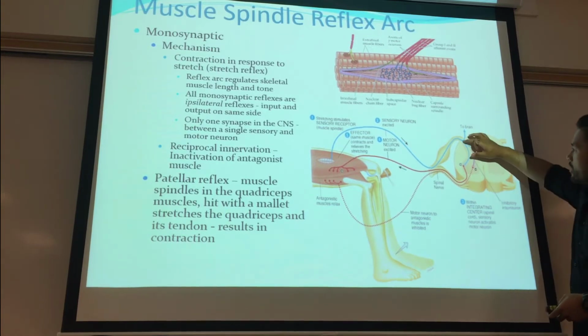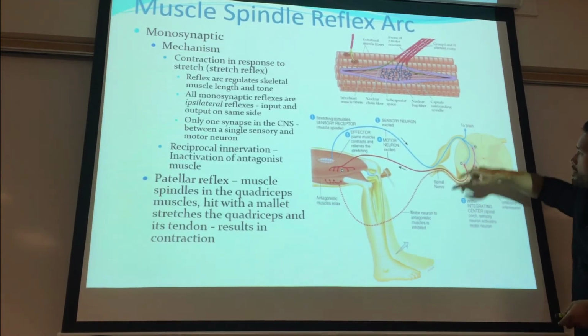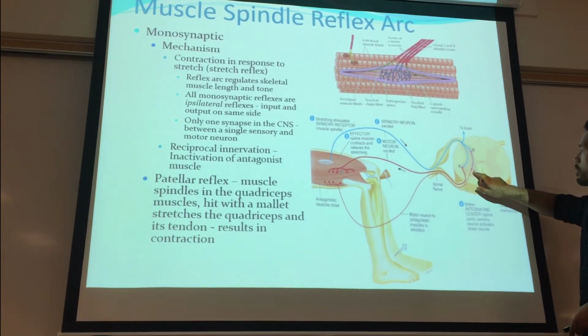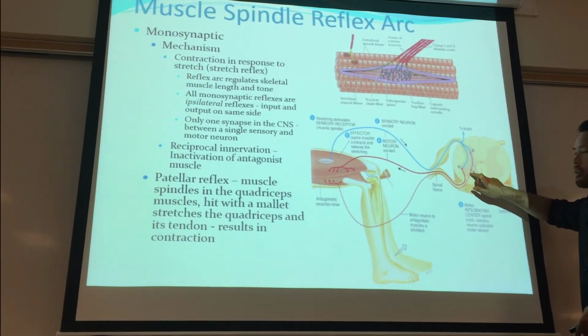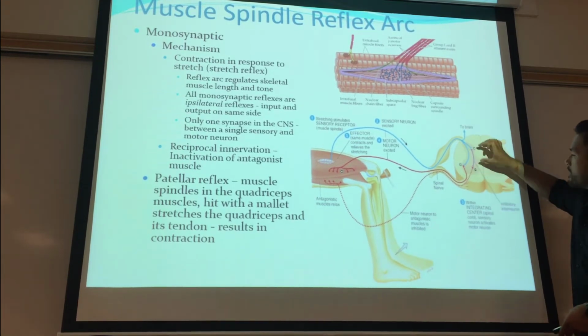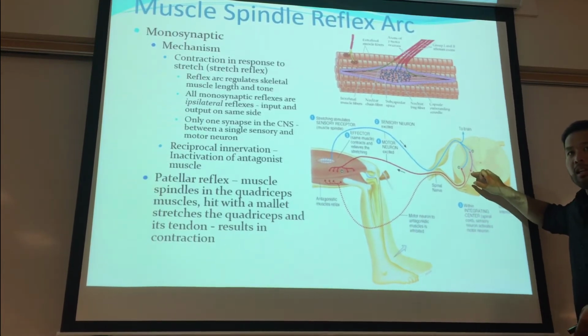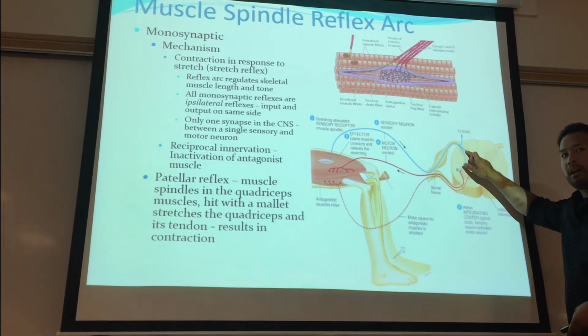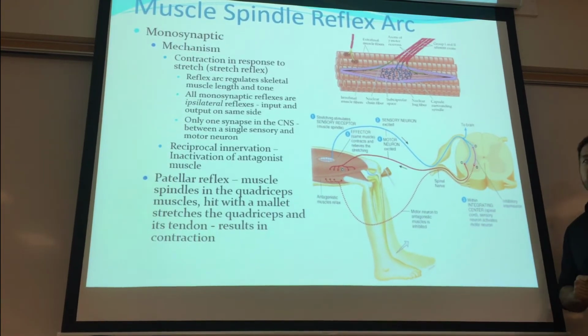Why don't we see that with the other side? Well, our sensory neuron is always going to be excitatory. So in order to inhibit that lower motor neuron, we would actually need to recruit something that would secrete inhibitory neurotransmitters. The sensory neuron can't do that. That's where the interneuron comes in.